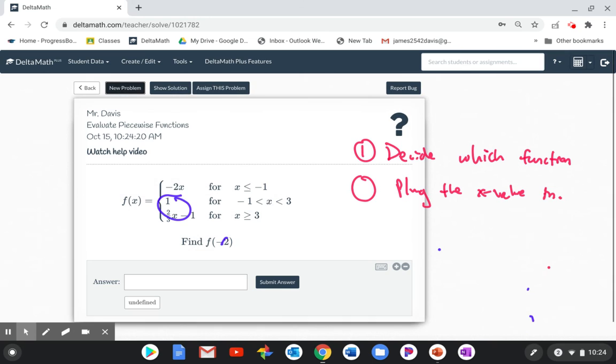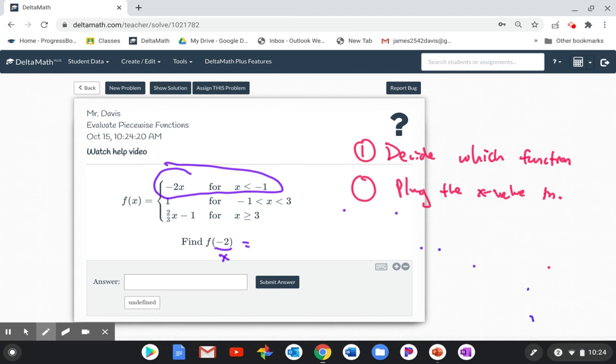So let's try a couple more here. This should be a good one. All right, so our first decision, figure out which function to plug this into. This is our x value again, negative 2. So look at the first one. The first one says we use this one for all values less than or equal to negative 1. The next one's between negative 1 and 3, and the last one is greater than 3. So we do the top one, because negative 2 is less than or equal to negative 1. So we're going to plug it into the top.